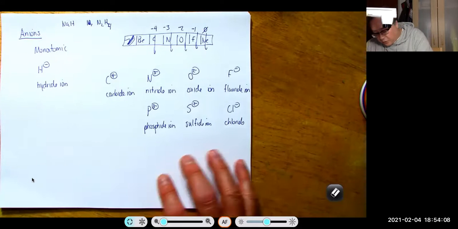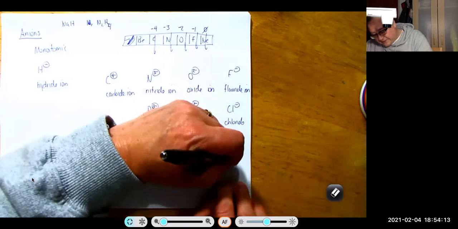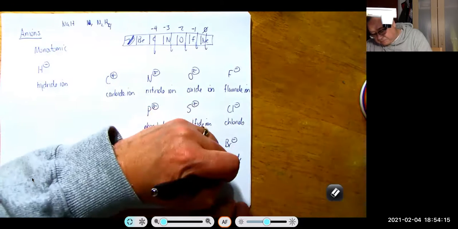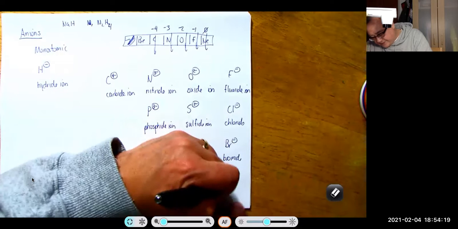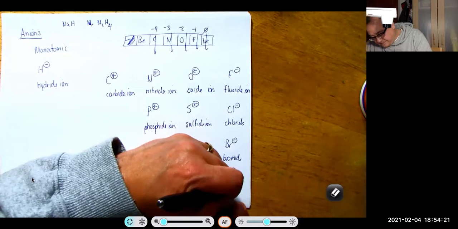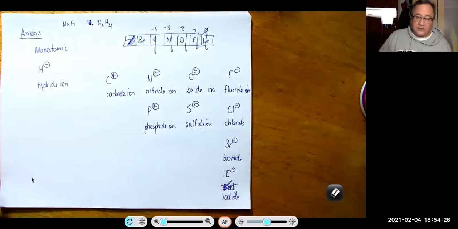Okay, so that means bromine is going to be Br negative, which is bromide. And I will be I negative, which is iodide. So you want to memorize all of these.